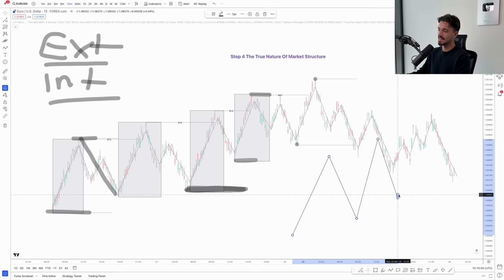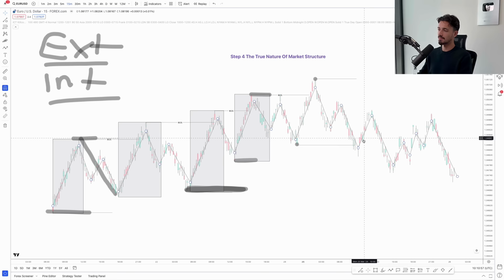And so with that being said, we have our break of structure to the upside. And what do we have? We have a change of character. This change of character is seen because our swing low that's responsible for the swing high gets broken through, right? That right there is our change of character. And so from here, we now are likely expecting lower prices.